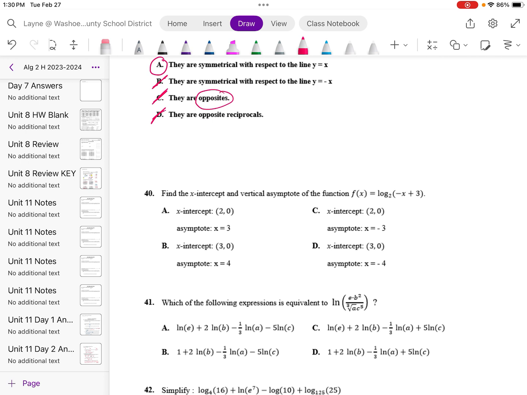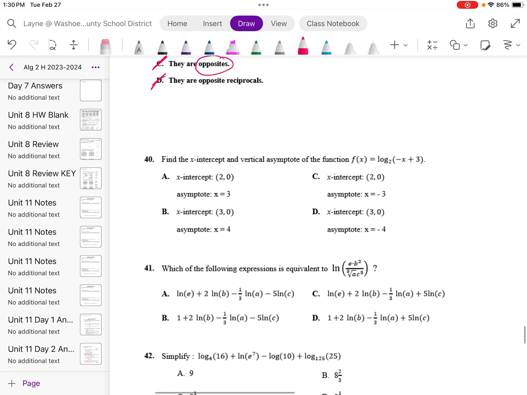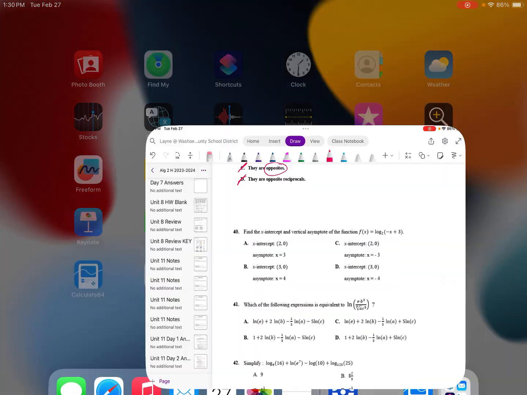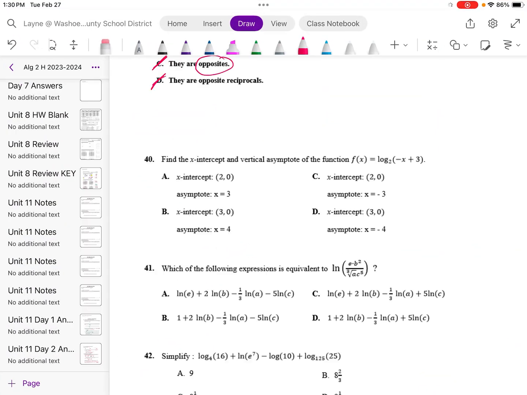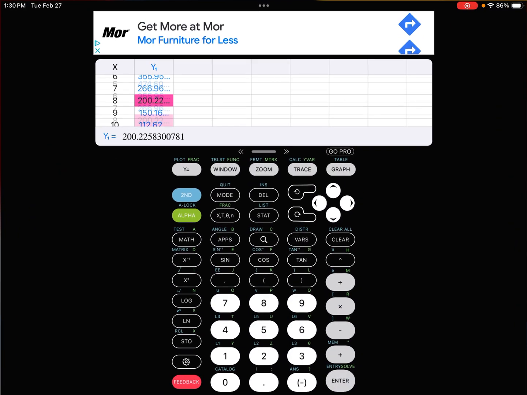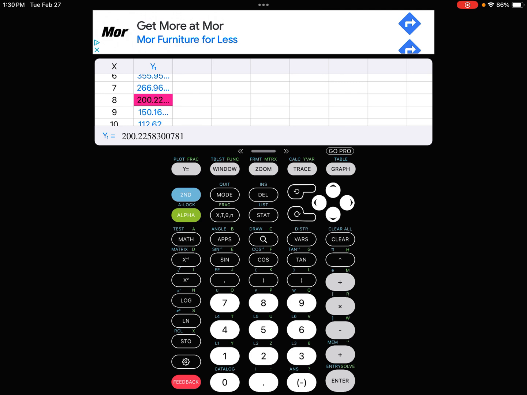Find the x-intercept and vertical asymptote of that function. Gosh, I would probably just use my graphing calculator to make this as easy as possible. Because we're on the final, you're going to want to make it as quick and easy as possible on yourself. So log base 2. Oh, that's what I'm realizing.